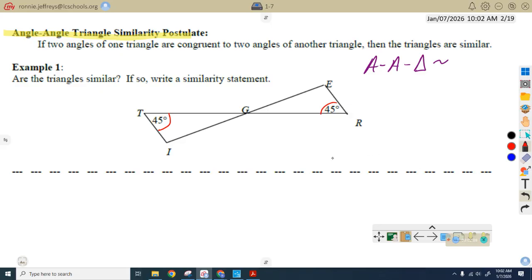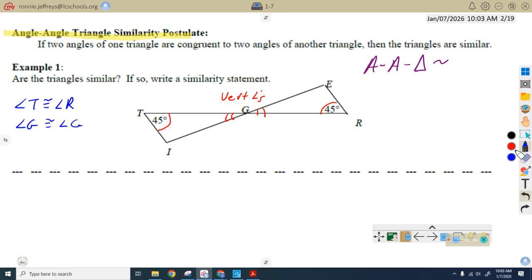G, why? Yeah. These are vertical angles. So we can say we know that angle T is congruent to angle R. We know that angle G is congruent to angle G. Could be reflexive, it could be vertical angles, but basically that.